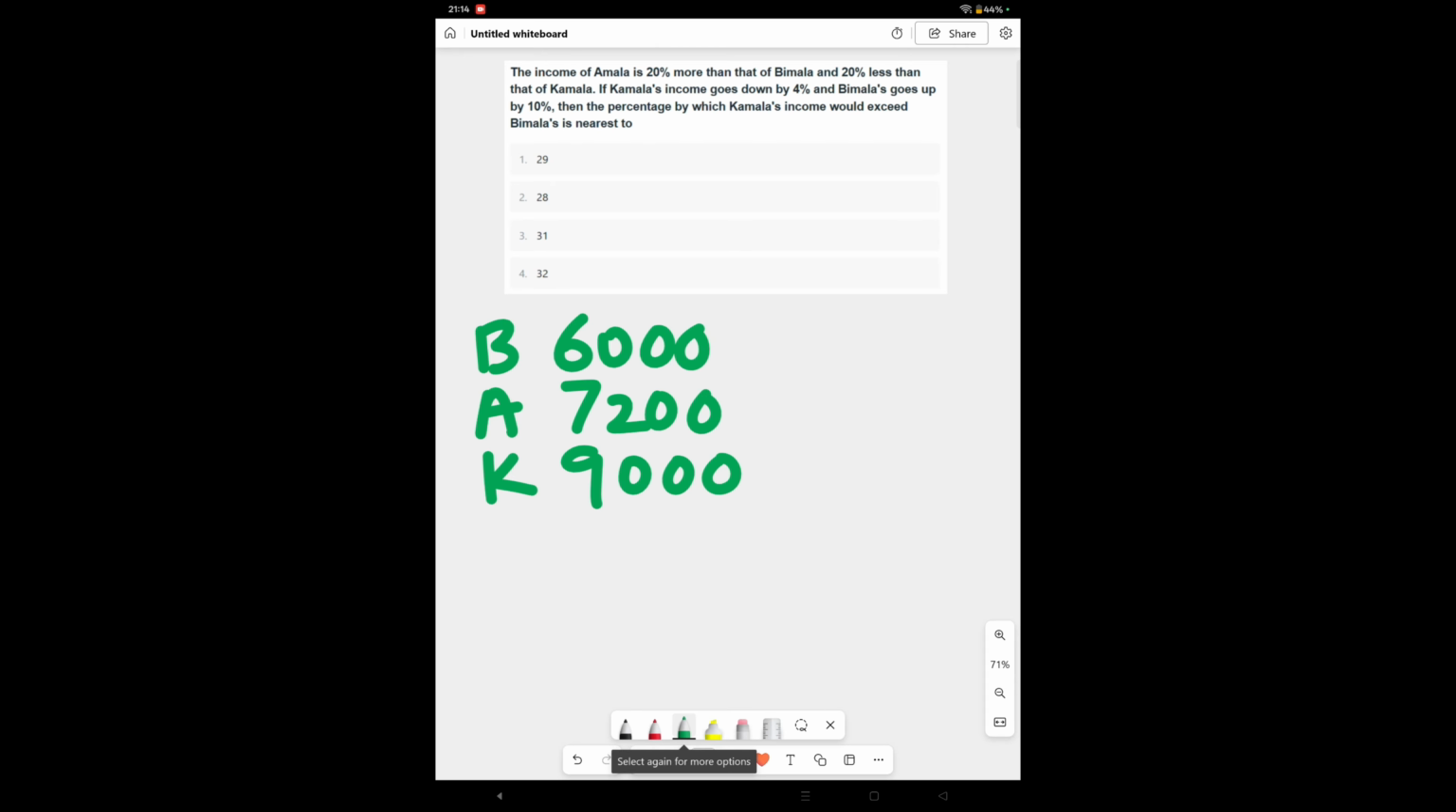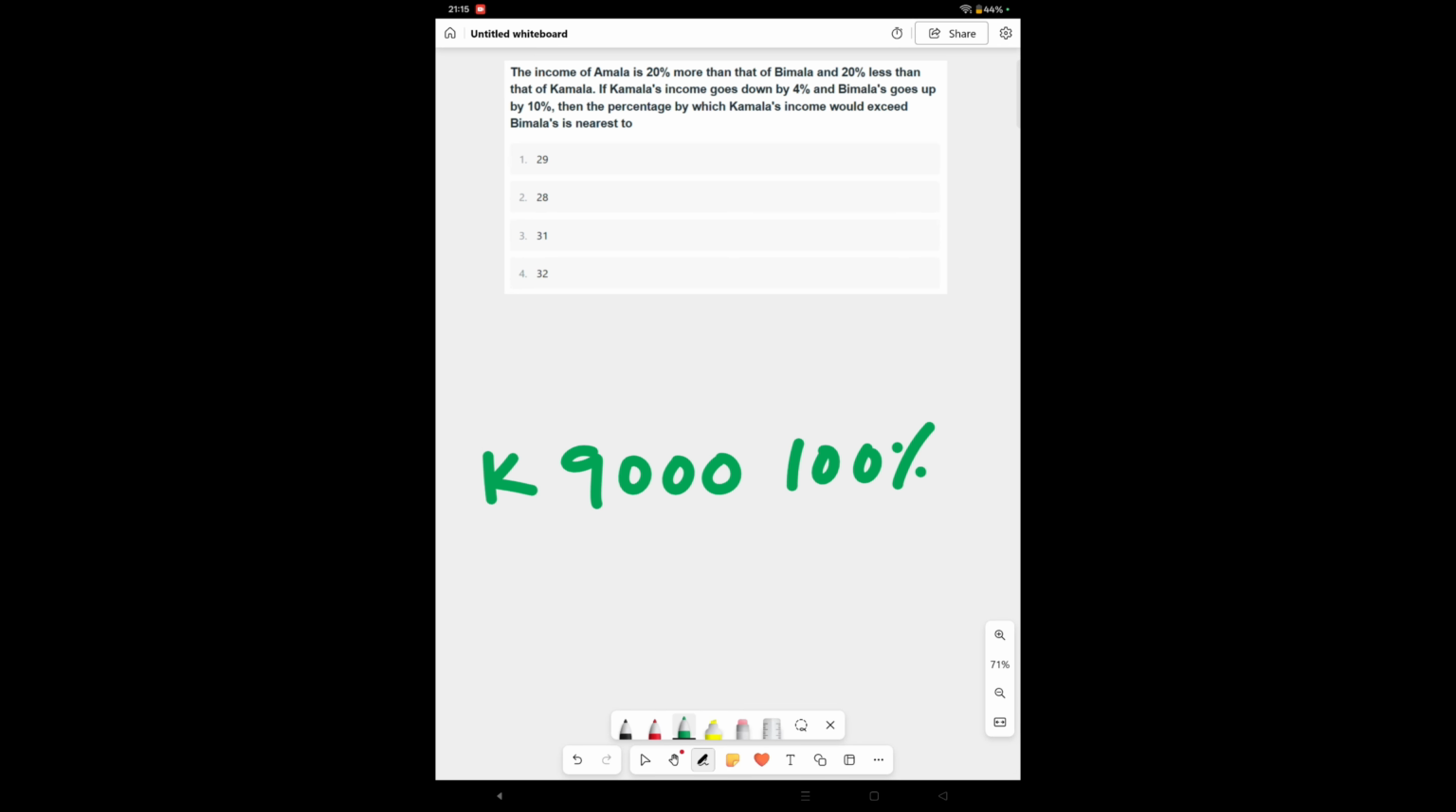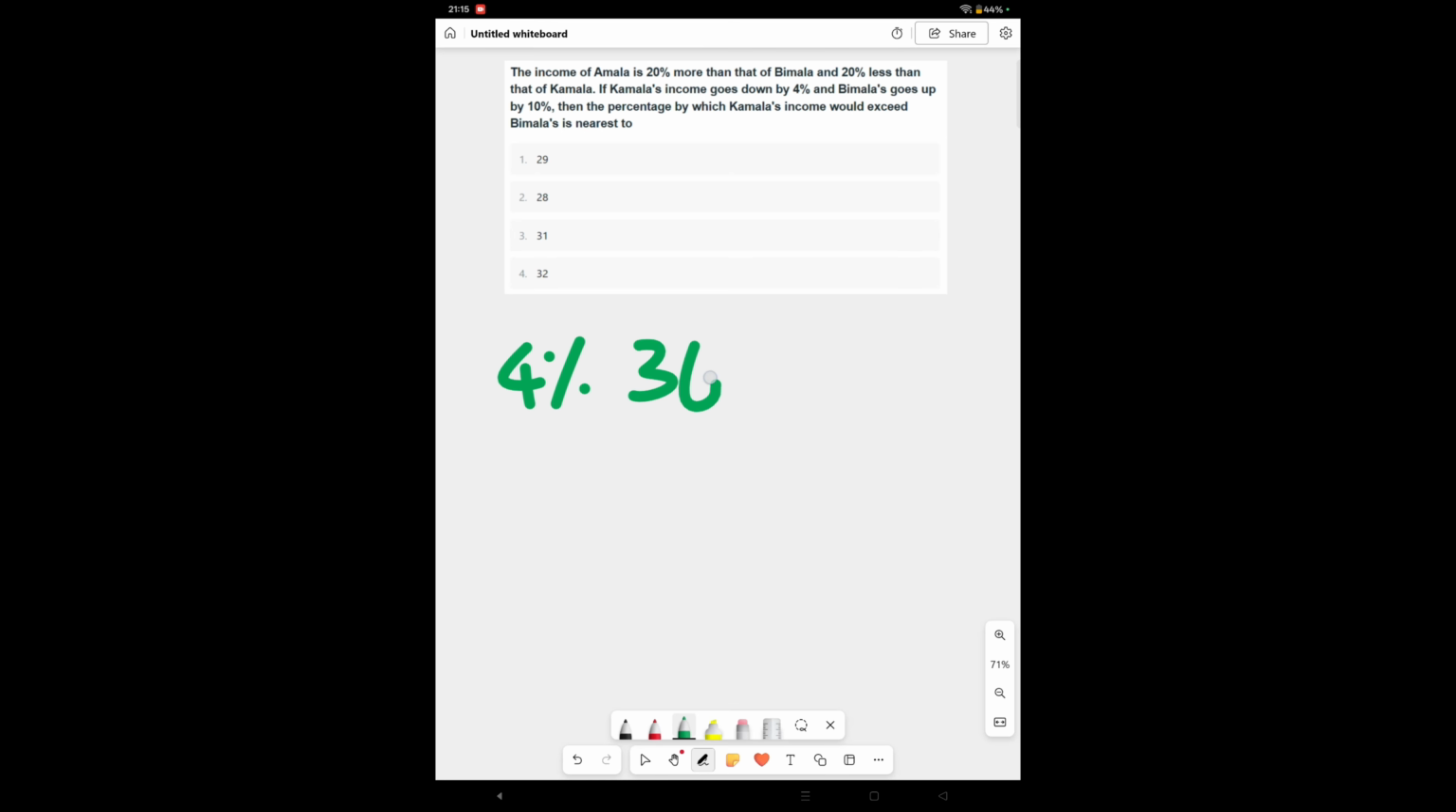So now Kamala's income goes down by 4%. Okay, so your 9,000 is 100%. So 10% is 900, 1% is 90. So if 1% is 90, 4% is 360. So 9,000 minus 360 will be 8,640.